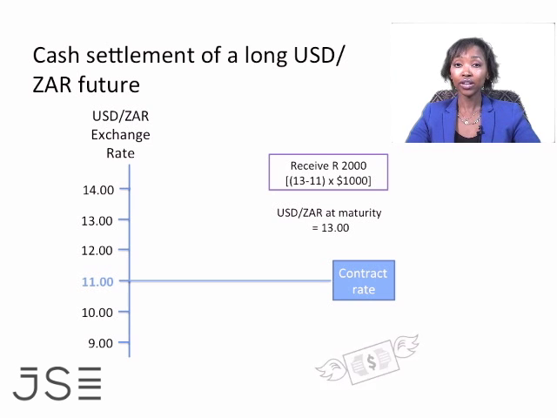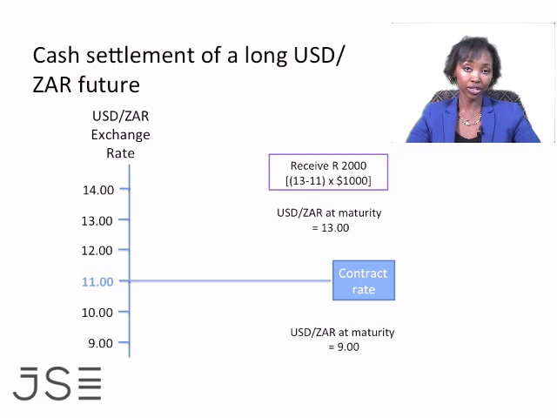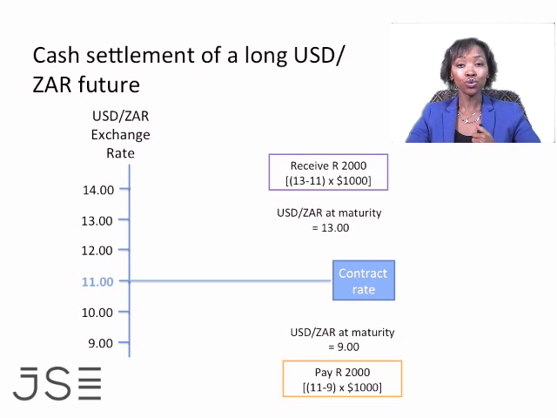But now if the rand had to move in the opposite direction, which is not in your favor, where the market at spot is buying at 9 and you've got to buy at 11, then what happens is you have to pay the difference. So the net is the 11 minus the 9, which is equal to 2. Per contract, you times it by 1,000, so that's 2,000, which means you now have to pay 2,000 rands per contract.